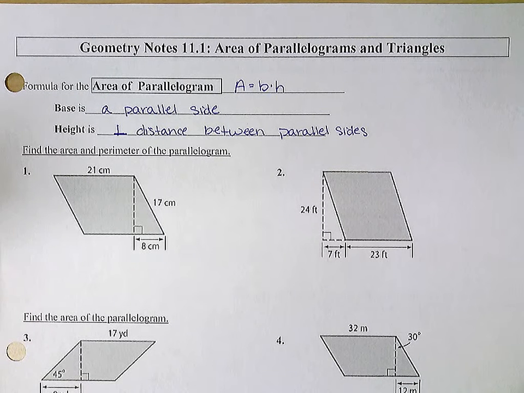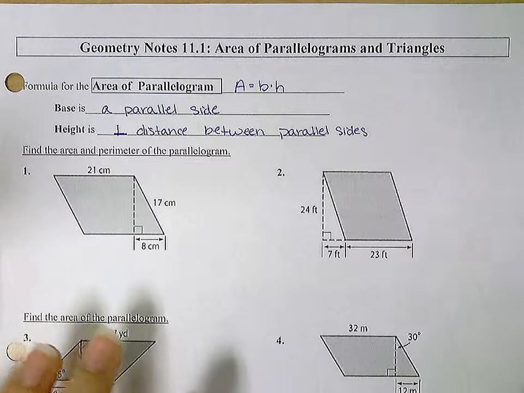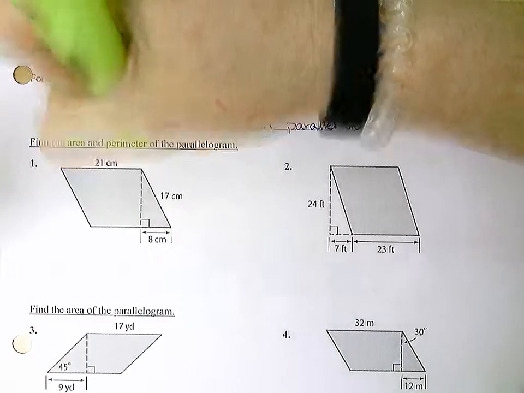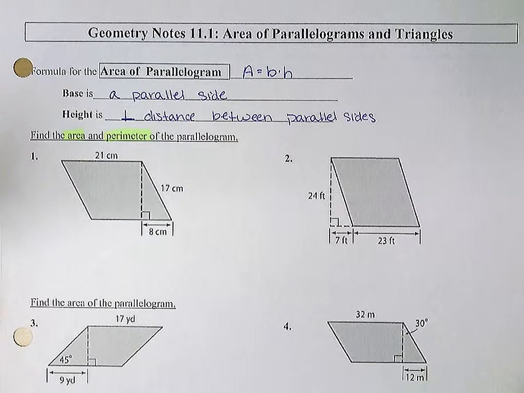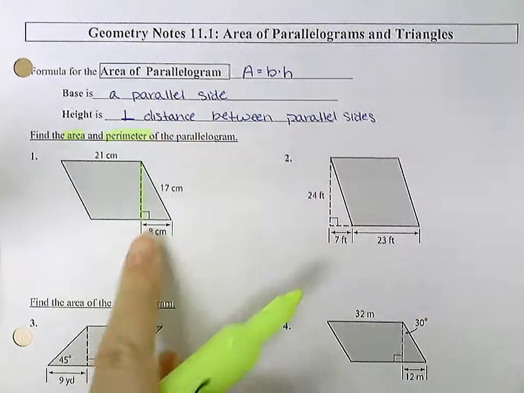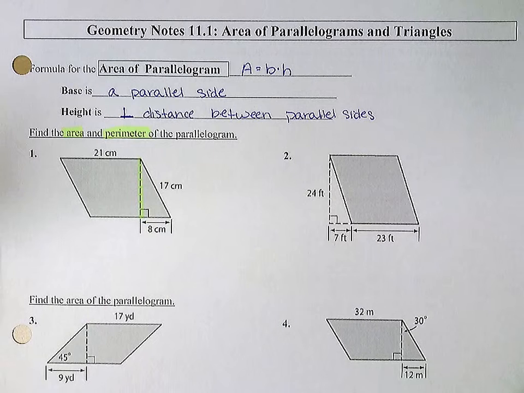All right, so we are going to do some example problems here. So in numbers 1 and 2, we want to find both the area and the perimeter of the parallelogram. Okay, so we want to find both. So number 1, to find the area, first I need to locate what my height is. So that's what I always look for first. So again, the height is that perpendicular distance between your two parallel sides. So in this first picture here, my height would be this dashed line right here, since it's perpendicular between those two parallel sides.